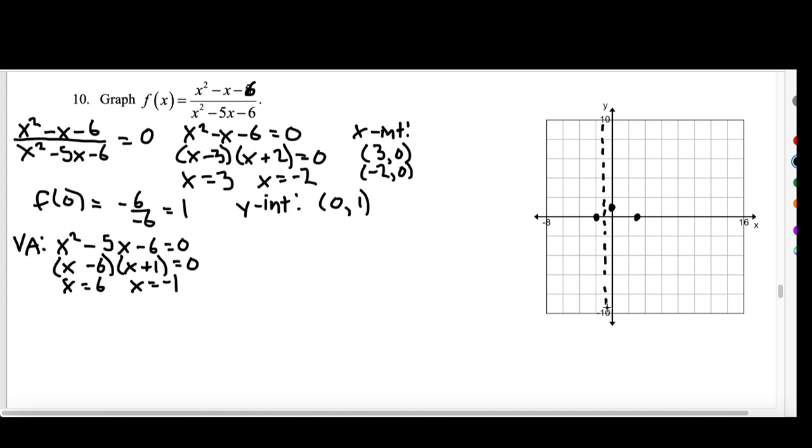Just to indicate where it is. And x equals 6, it's right here. Again, I'll put that in as a dashed line. And then horizontal asymptotes, we'll do that as well.